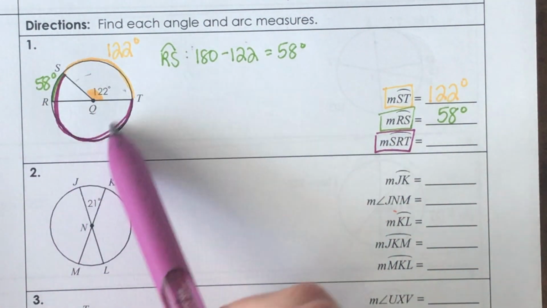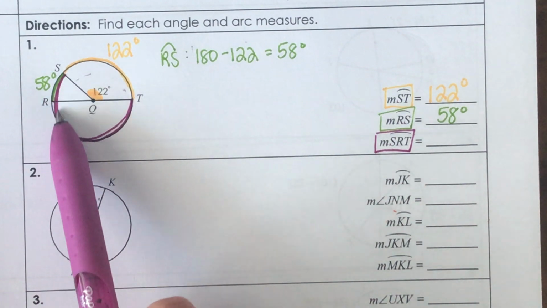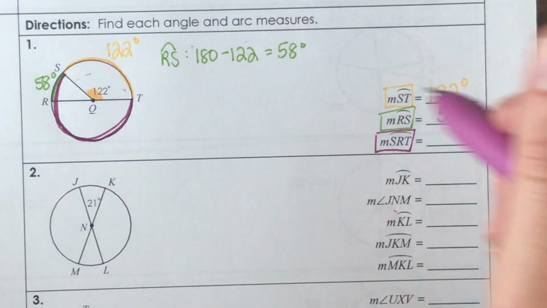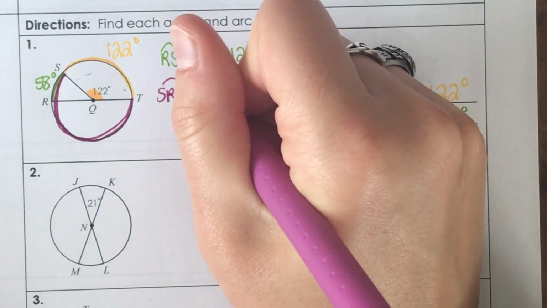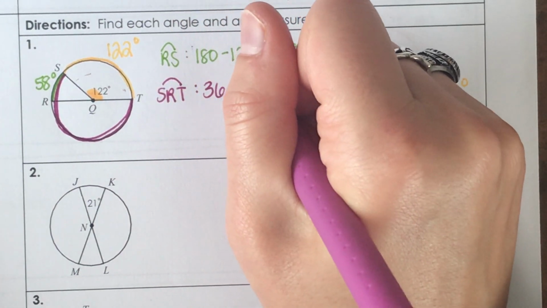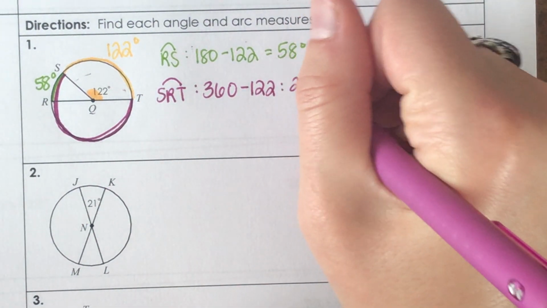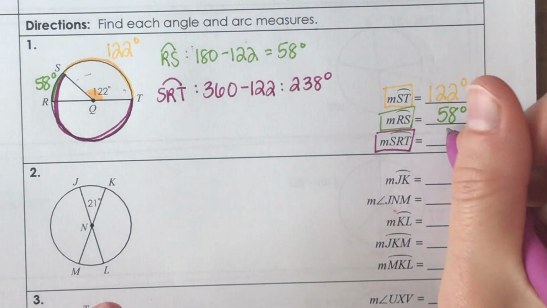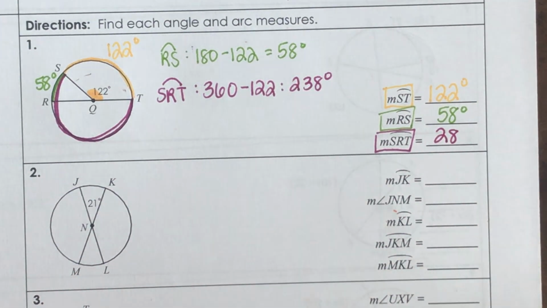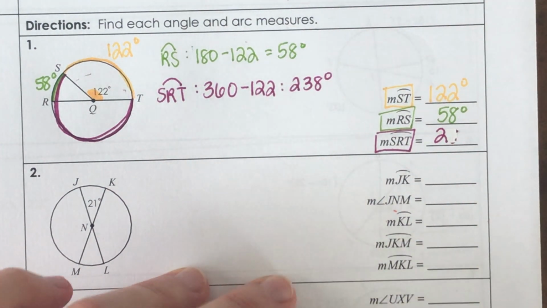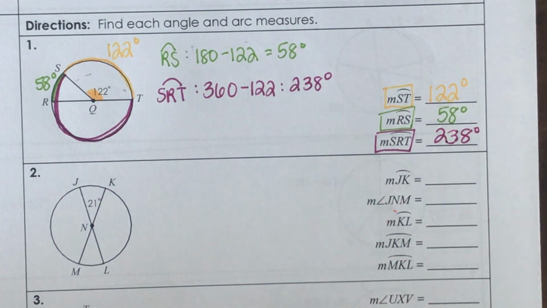So in order to find that, here's what I can do. I know the whole thing is 360. If I take away this yellow piece, that will give me what's left over. So I'm going to do 360 minus 122. When I do that, I get 238 degrees. So I know this arc, woo, wrote the wrong thing. 238 degrees. That is one way you could have done it.